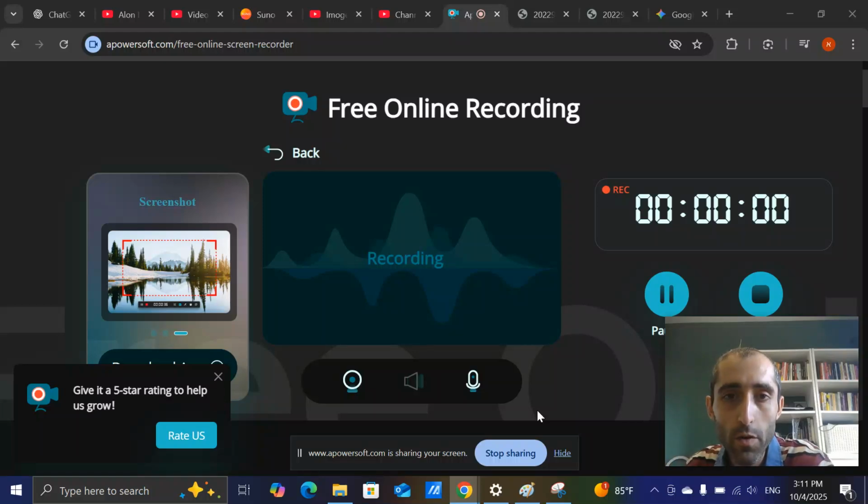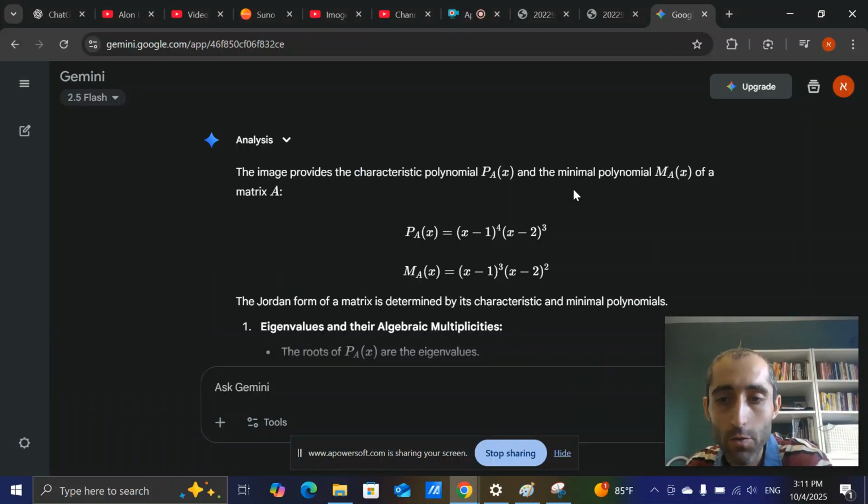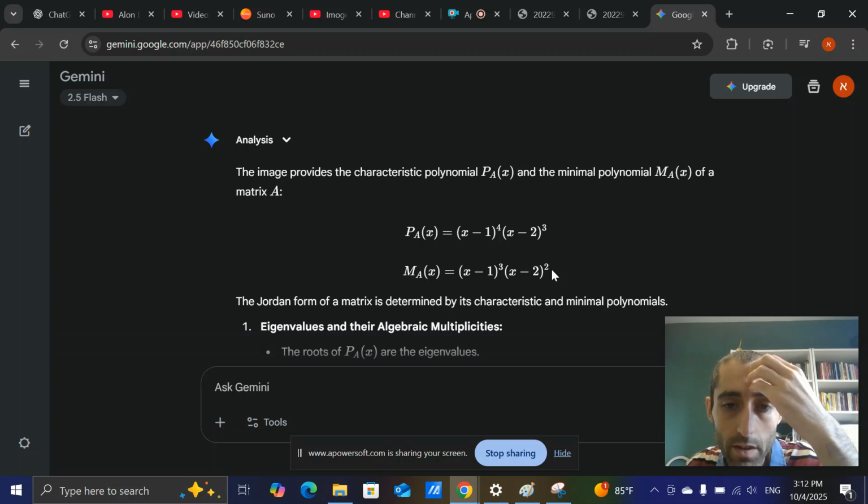Okay, so what we are going to do now is to find the Jordan form of a matrix using only the characteristic polynomial and the minimal polynomial of a matrix. So here it is. Those are the data we have. We have the characteristic polynomial (x minus 1) to the power 4, (x minus 2) to the power 3, and the minimal polynomial of the same matrix, (x minus 1) to the power 3 and (x minus 2) to the power 2. Now, the question is, how do we find the Jordan form of the matrix related to this?